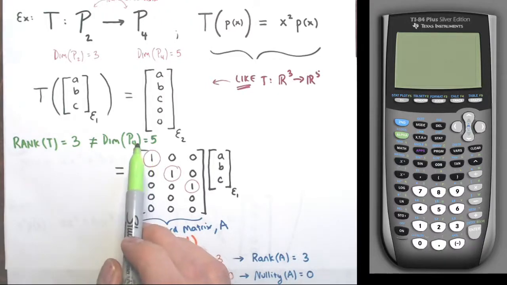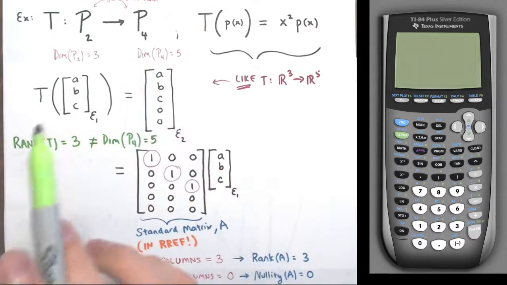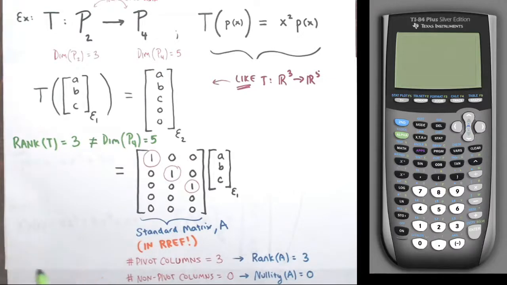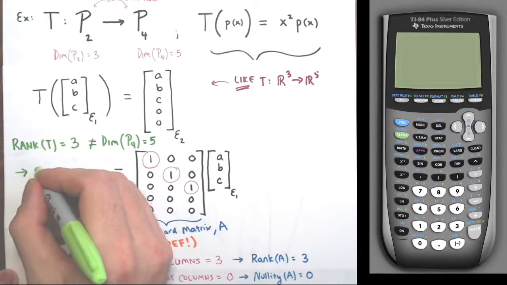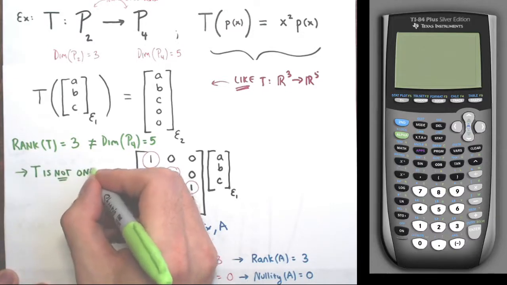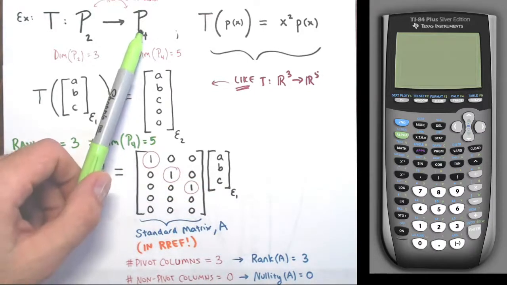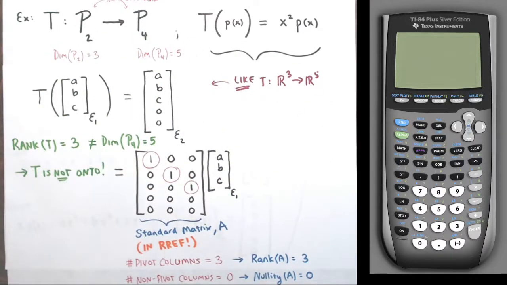That means there have to be some vectors, some polynomials in P4, that aren't going to be mapped to. So this tells me that T is not onto. Right, T is not onto. There are going to be polynomials of degree 4 or less in the codomain that would not be mapped to by this particular transformation. You can find an example, and it'd be pretty easy. Basically, any polynomial that has a constant term won't be mapped to.